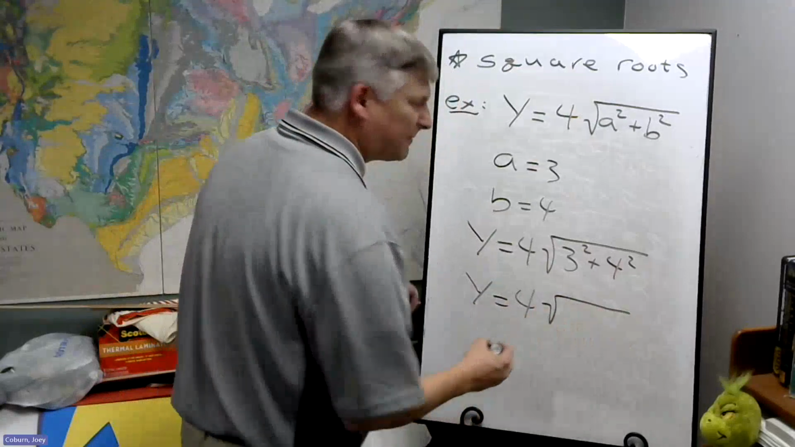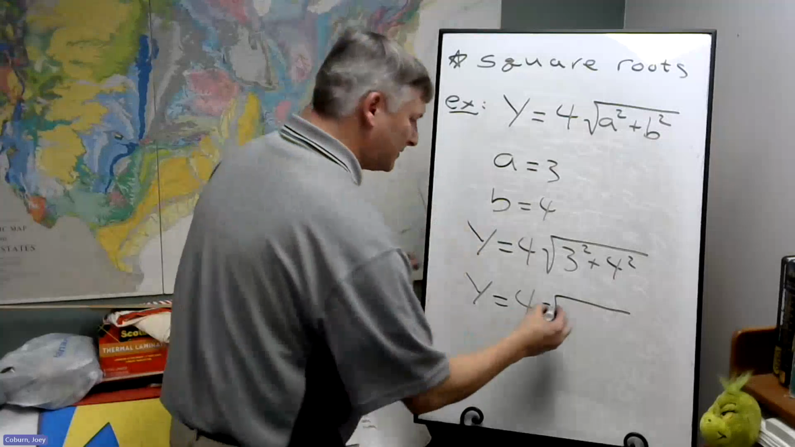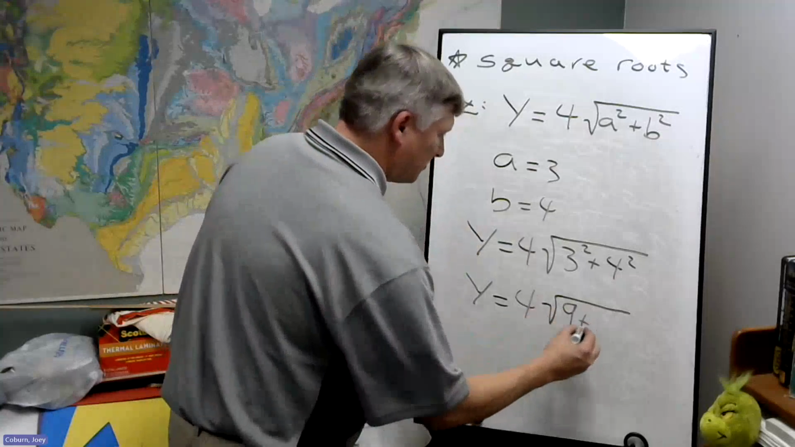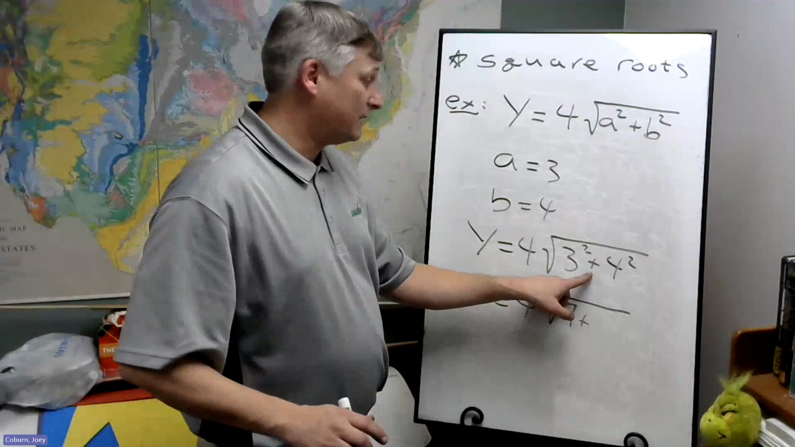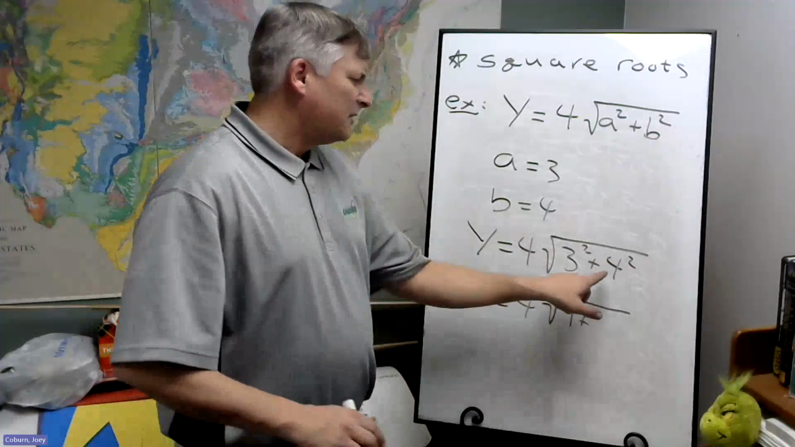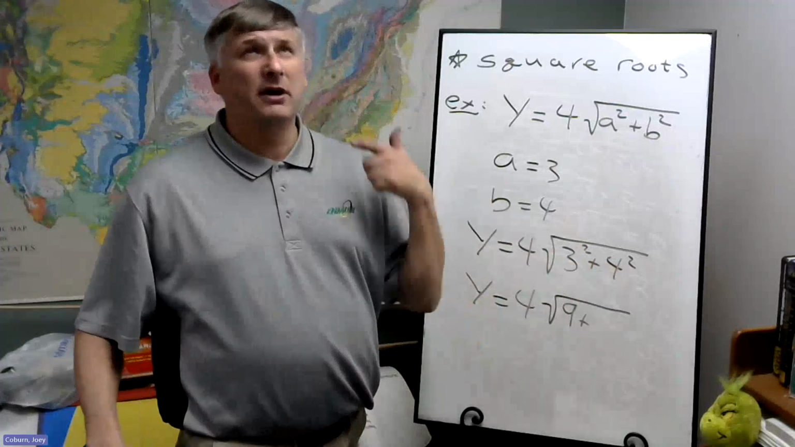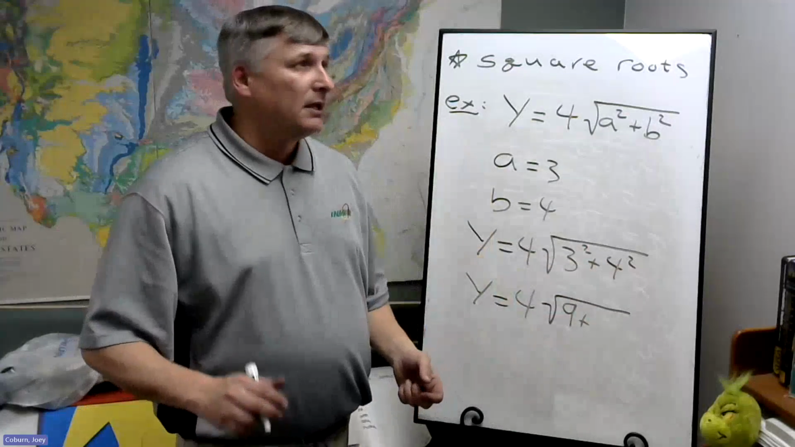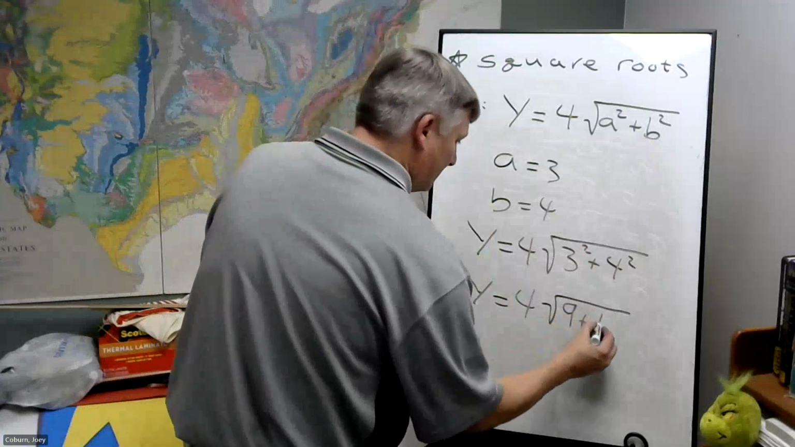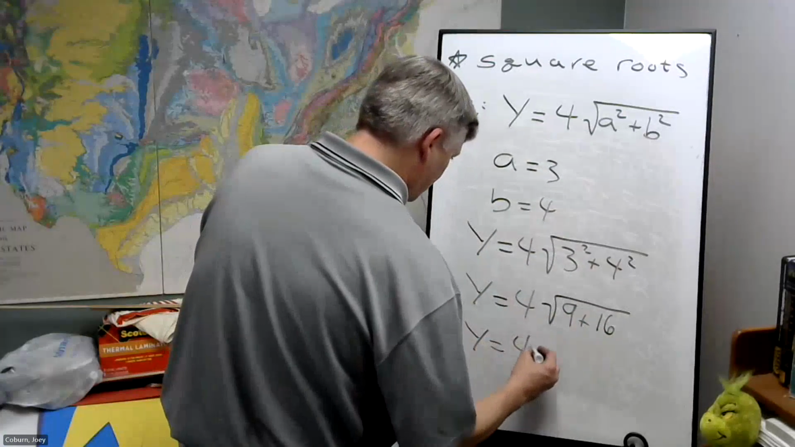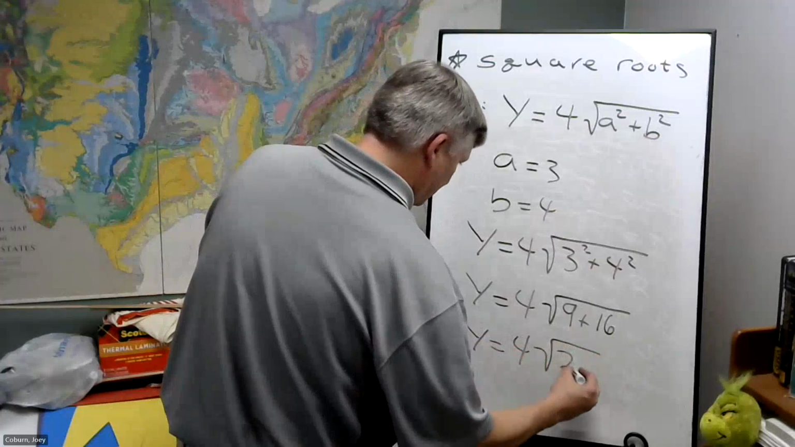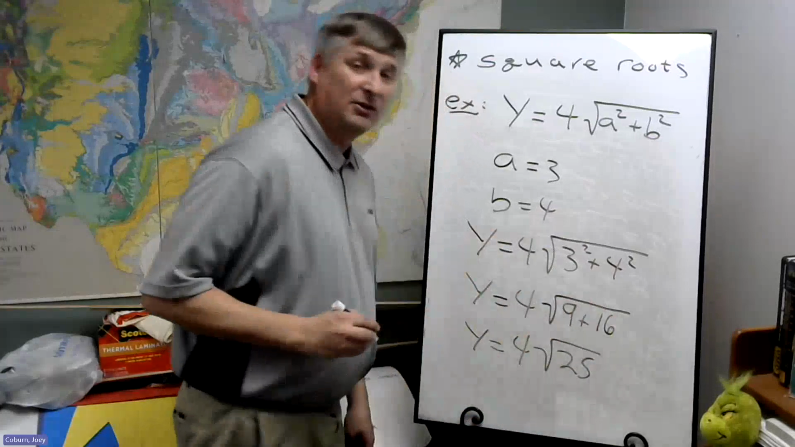So 3 squared, that's 3 times 3, that's 9. Remember, we do the exponents, then we'll add. Adding, we won't do that until we've done the exponents. Now, 4 squared, 4 times 4, that's what that means, 16. And 9 plus 16 is 25.